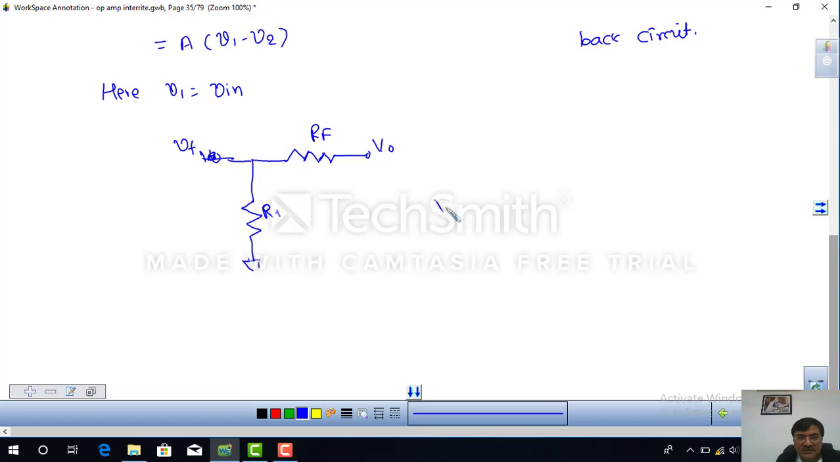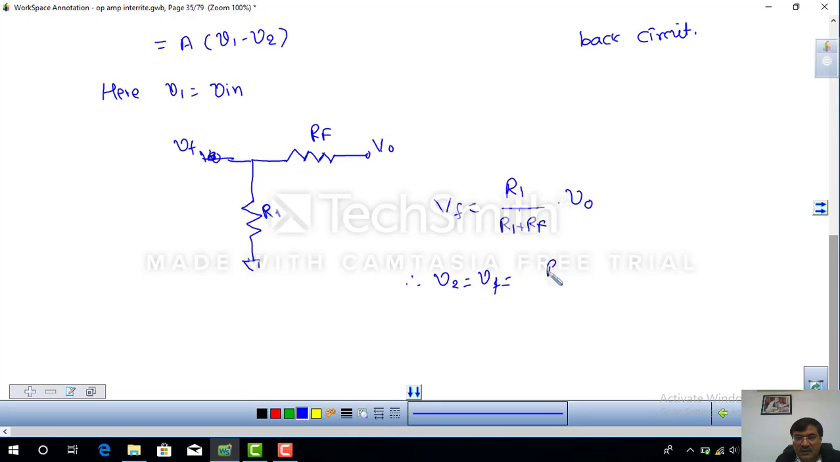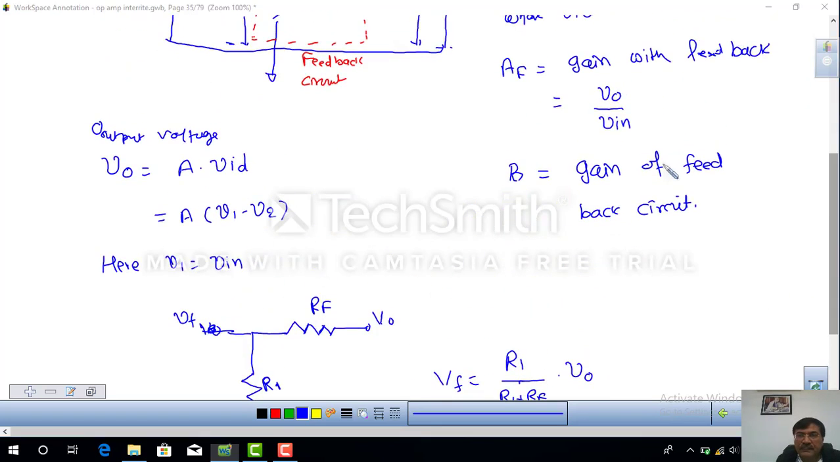So in the voltage divider circuit, VF is equal to, we are measuring across R1, so R1 upon the resistance of the closed circuit, that is R1 plus RF. This is according to the voltage divider rule. We are measuring voltage across R1, so R1 upon R1 plus RF. And if we are measuring voltage across RF, then I have to write RF upon R1 plus RF. So this is VO, and therefore V2 is equal to VF is equal to R1 upon R1 plus RF into VO.